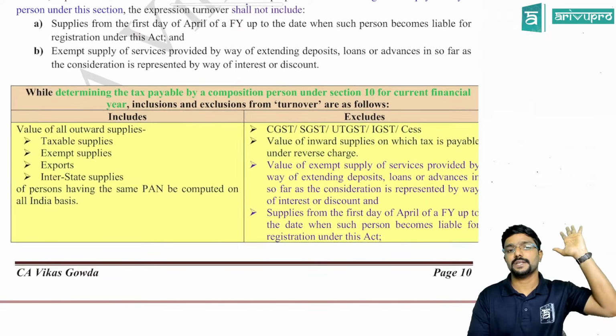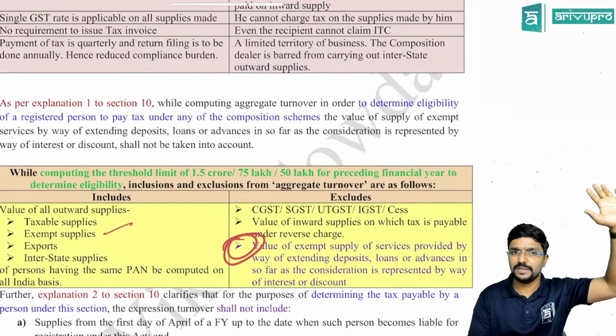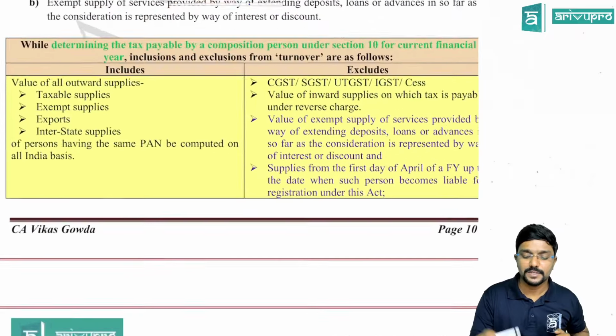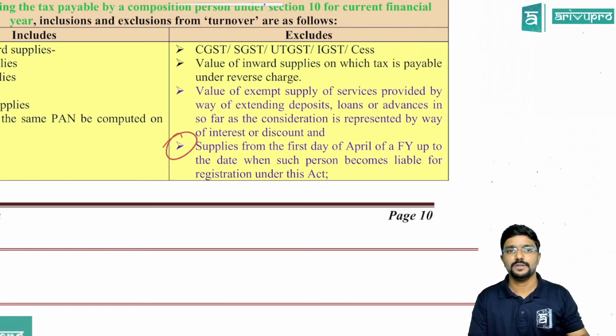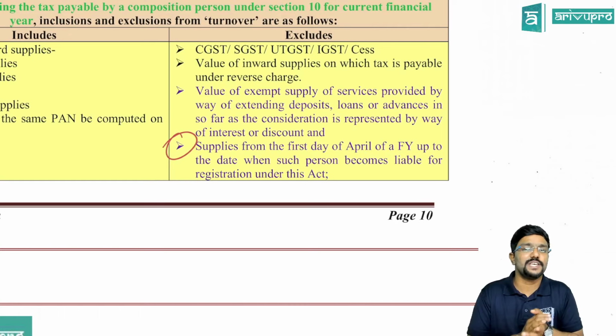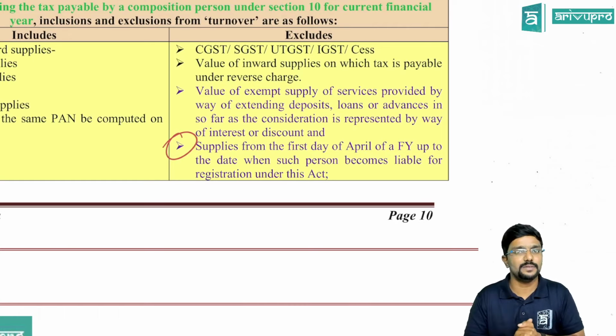Two exclusions are there. One exclusion is as per explanation 1, copy paste, and another one is applicable only in case of the first year of your business or profession. So last year your aggregate turnover was 0. So in the current year you are eligible for whatever composition scheme you want to opt for.